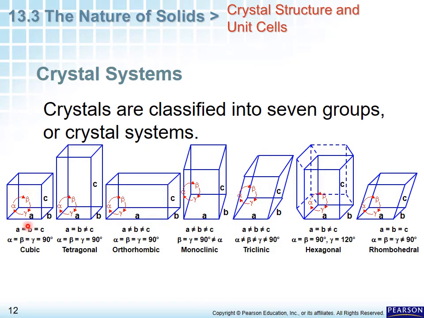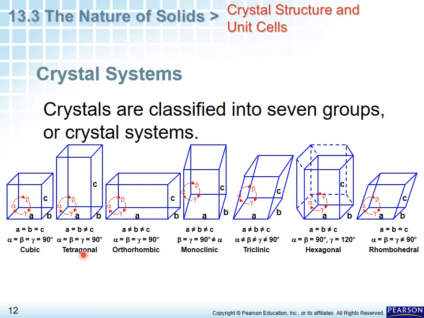The most common is cubic. In the cubic system, all sides are equal. So side A equals side B equals side C, and all have the same angle, which is 90 degrees. So alpha equals beta equals gamma, which is 90 degrees. These are called angles. Alpha angle, then beta, then gamma, all are equal. So this is called a cube.